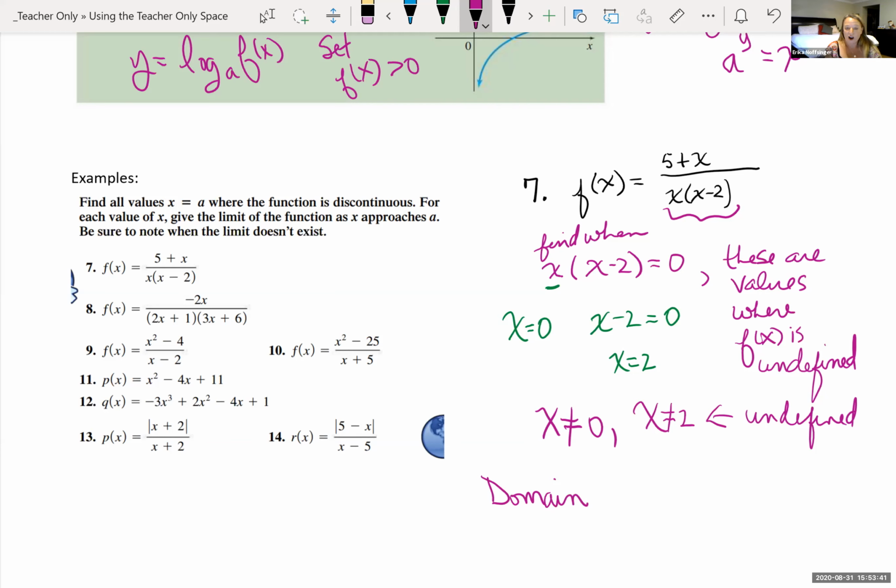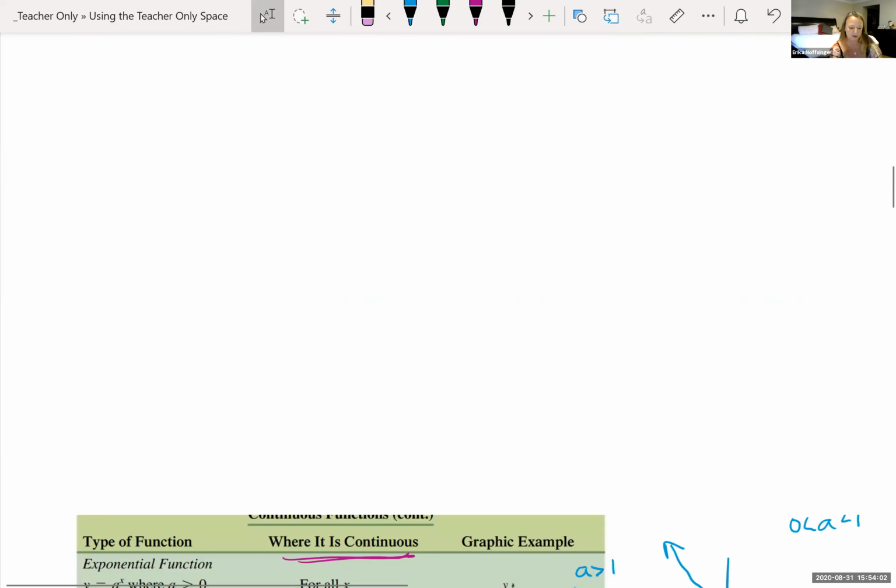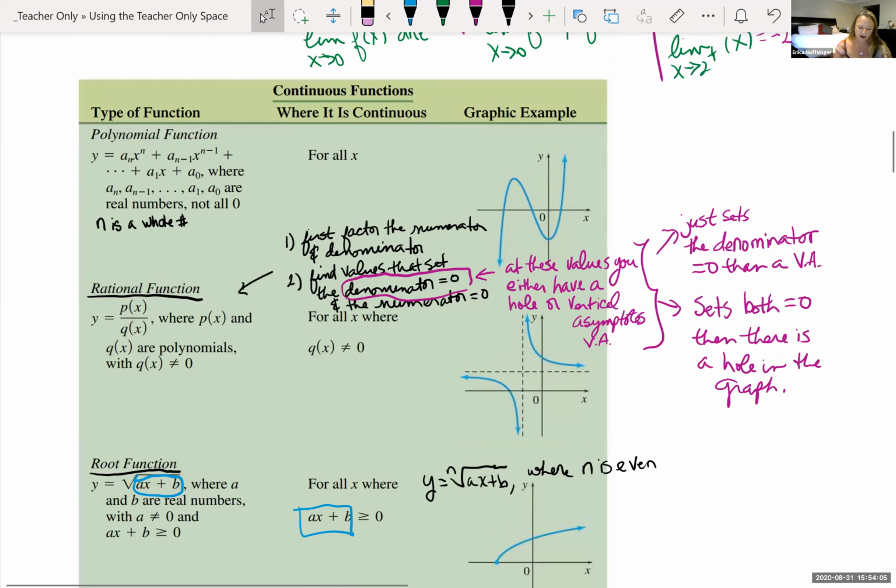So domain are all values of x that you can plug into your function where you're going to get back a real number. Well, you're not going to get back a real number if it's undefined there. And so when I'm looking for the domain, I'm pretty much looking for my trouble spots, depending on what type of function I have. If I go back up to my list above, I have trouble spots where I have a rational function where it sets my denominator equal to 0.